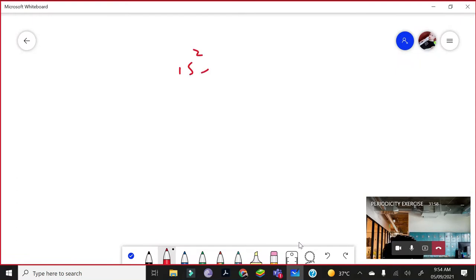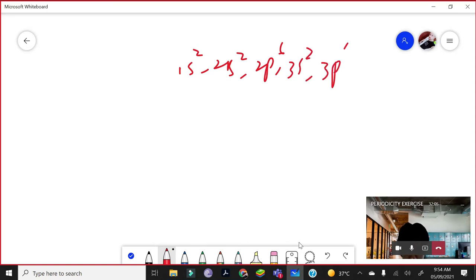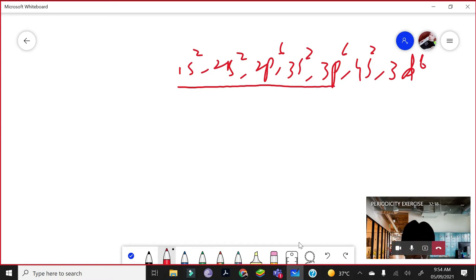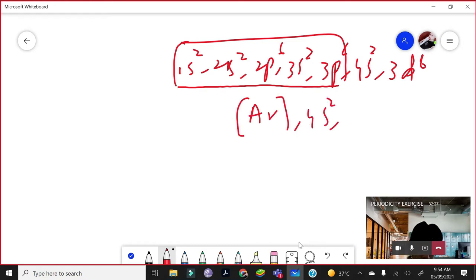1s2, 2s2, 2p6, 3s2, 3p6, 4s2 and 3d6. That was the number, right? Or 3d4 it was, 3d6. Now you need to see where the electronic configuration ends for the noble gas. This is the configuration of argon. Put this in a bracket and go for 4s2 and 3d6.